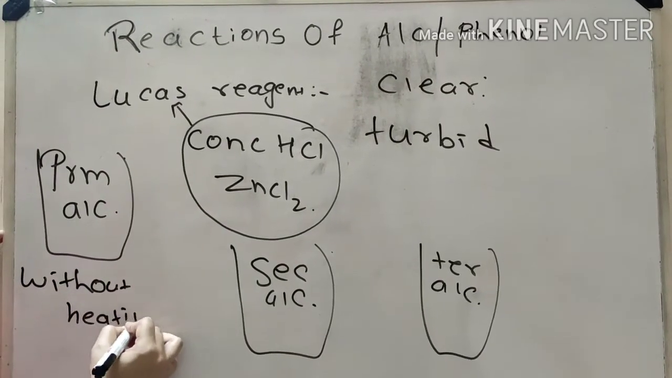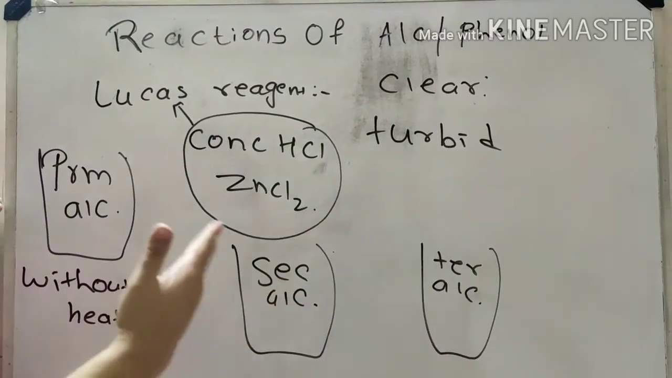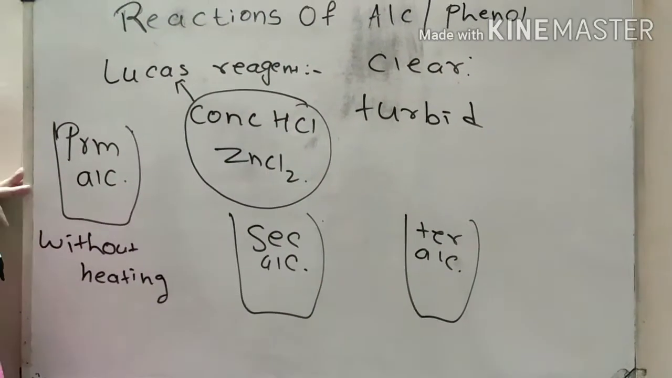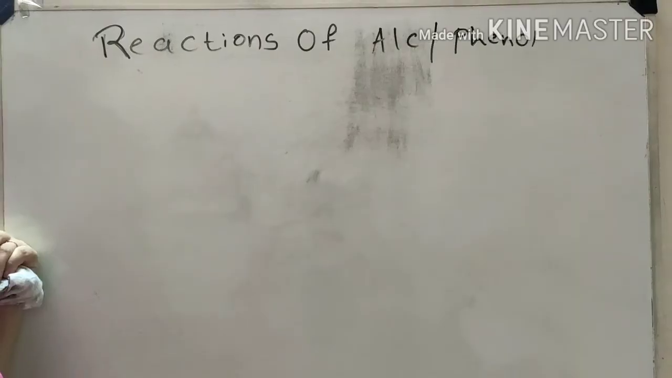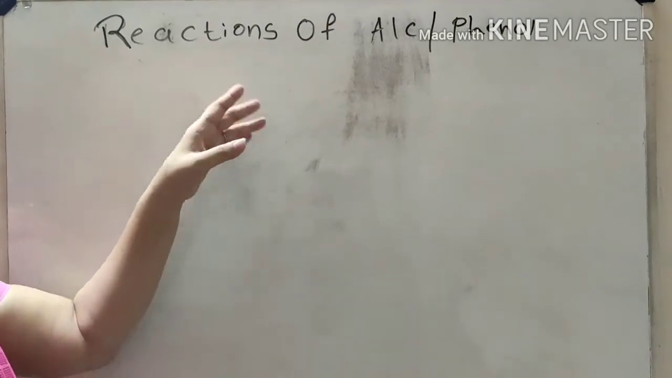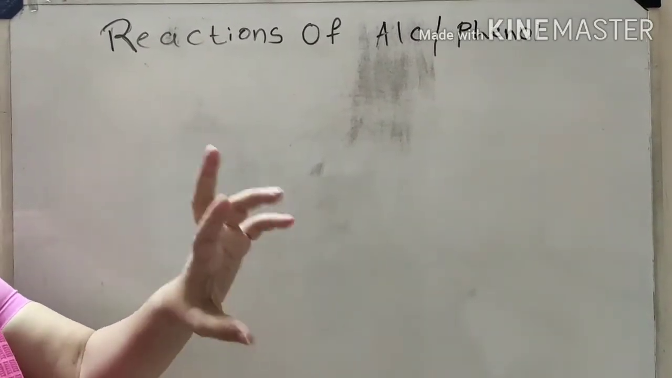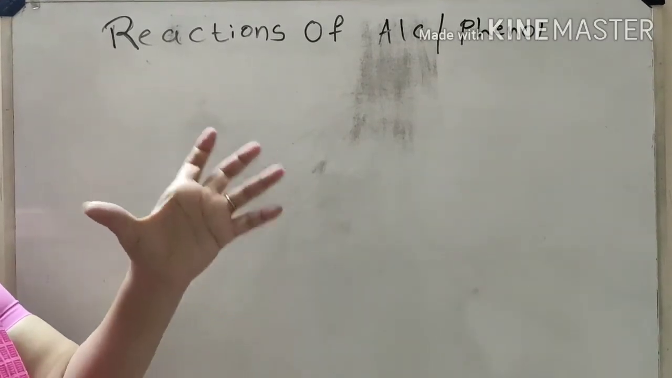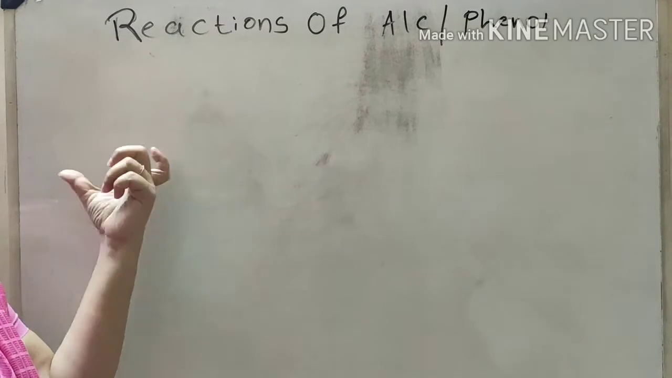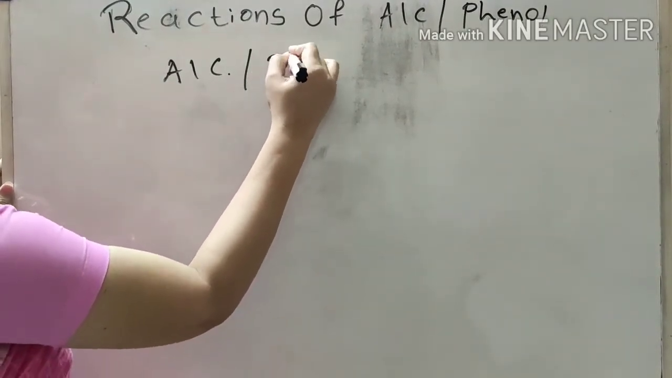So in this way, Lucas reagent is used to distinguish between the primary, secondary and tertiary alcohol. Now as we saw in the earlier reaction, distinguishing between primary, secondary and tertiary alcohol we can do using the Lucas reagent. One more method is to distinguish between the alcohol and the phenol.